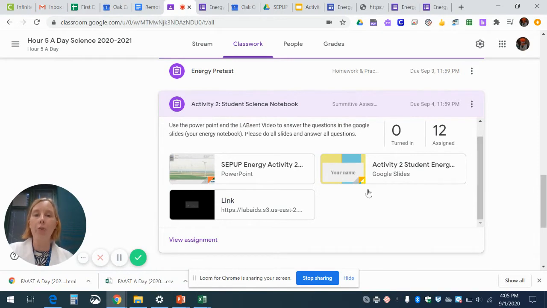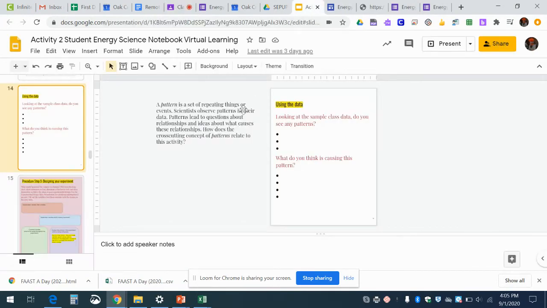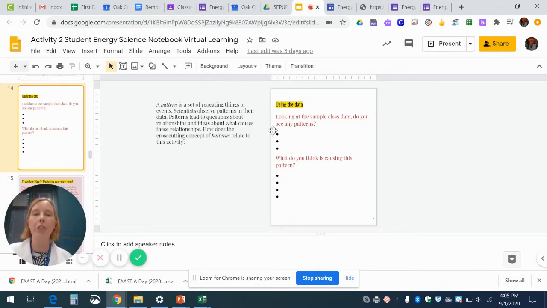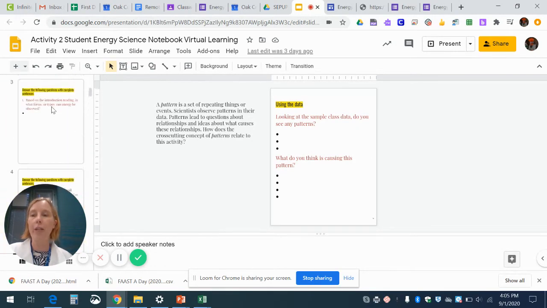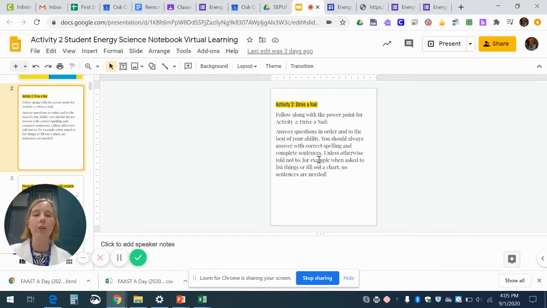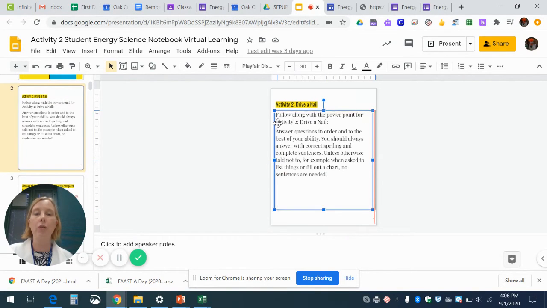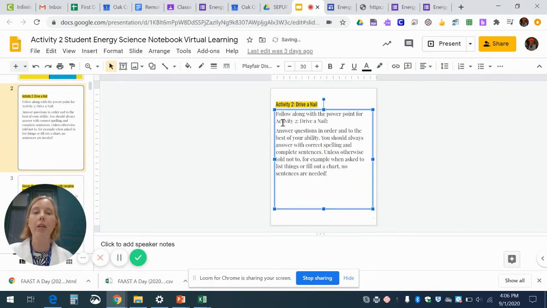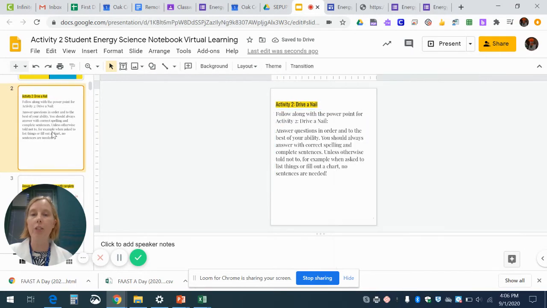We're only going to go through slide 14. Okay, so we want to get up to slide 14. That's called Use the Data. So we're going to start on slide 1 again. Hey, real hard. All you have to do is type your name and you're done with the first slide. Slide 2 is going to look real repetitive by the end of this unit. It's just telling you the directions again, but now we're on activity 2. So now we're on activity 2, Drive the Nail. And we're going to answer the questions as we go.